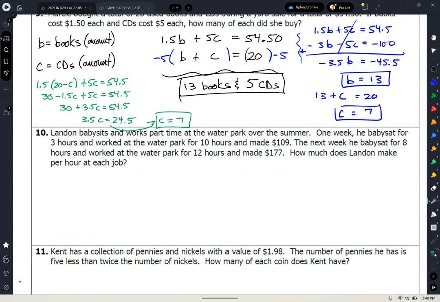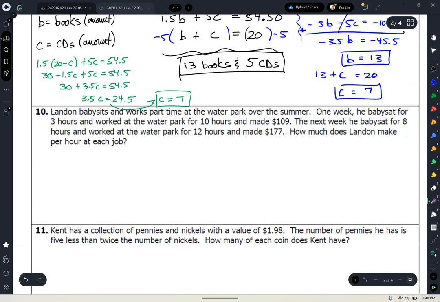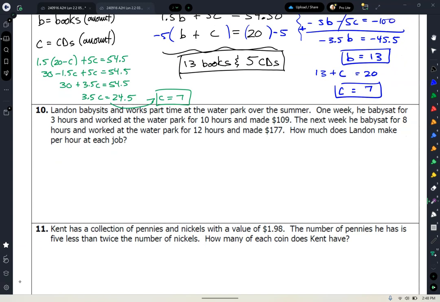Let's do number 10. All right, Landon babysits and works part-time at the water park over the summertime. Okay, babysitting, working at the water park. Okay. One week he babysat for 3 hours and he worked at the water park for 10 hours. He made $109. The next week he babysat for 8 hours, worked at the water park for 12 hours, made $177. How much does Landon make per hour at each job? Okay, let's define our variables so that we're all talking the same language. So we'll use B for babysitting.